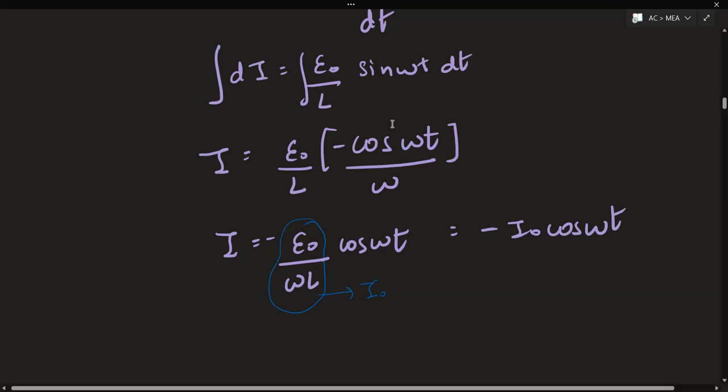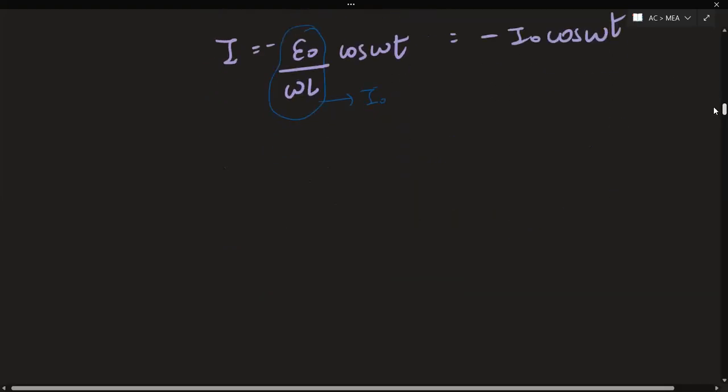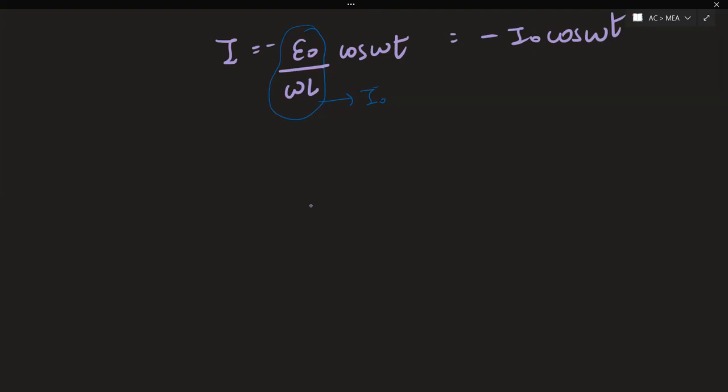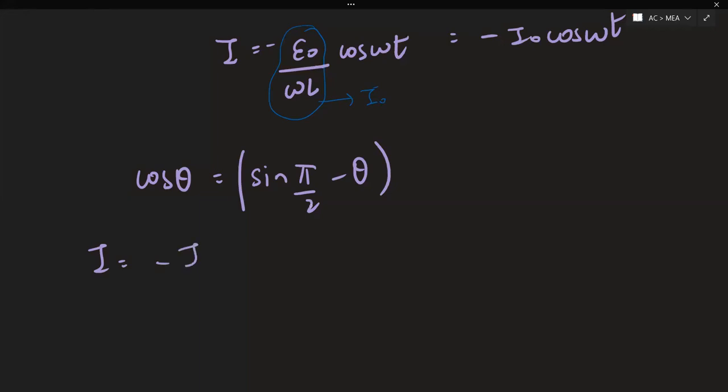Let's eliminate this negative sign. Minus I naught cos omega t is coming, no. Let's use some identities and equations to eliminate it. So if you use this trigonometric equation, cos theta is equal to sine of 90 minus theta, sine of pi by 2 minus theta, then this negative sign could be eliminated. So firstly, instead of cos theta you have cos omega t, so you will get minus I naught sine of pi by 2 minus omega t.